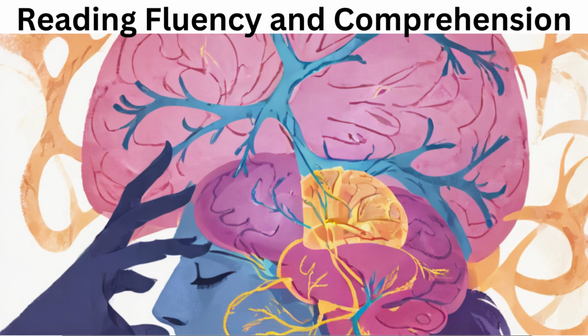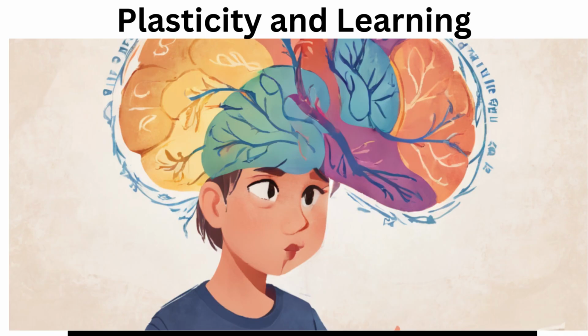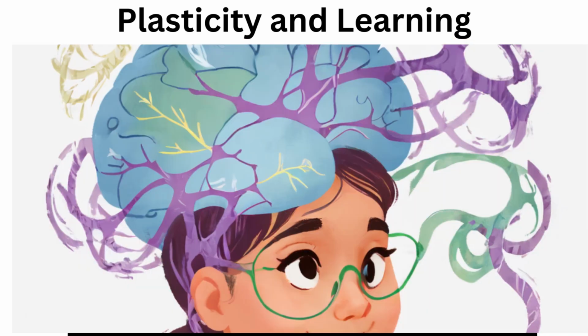Plasticity and learning. The brain's ability to learn to read is strongly associated with neuroplasticity, which allows the brain to adapt and reorganize its neural networks based on experience. In young children, there is a critical period for developing reading skills when the brain is particularly adaptable. As they receive instruction and practice, the brain forms and strengthens connections related to reading.